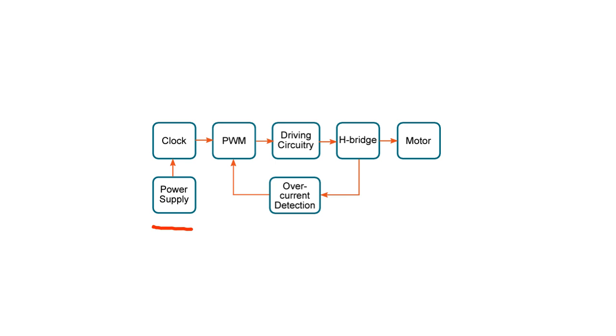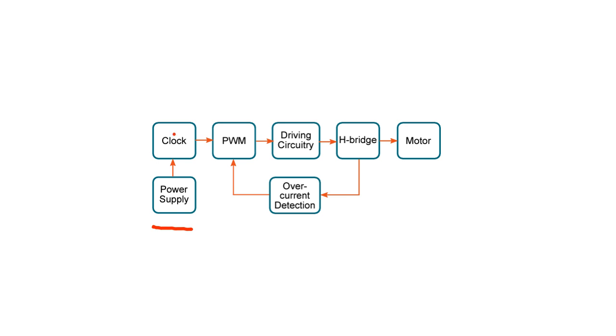Okay. In your home, you sometimes have an AC grid, and you will add a converter to convert to DC. It means that power supply. For example, you can buy a 9-volt alkaline battery from the market, and a clock.